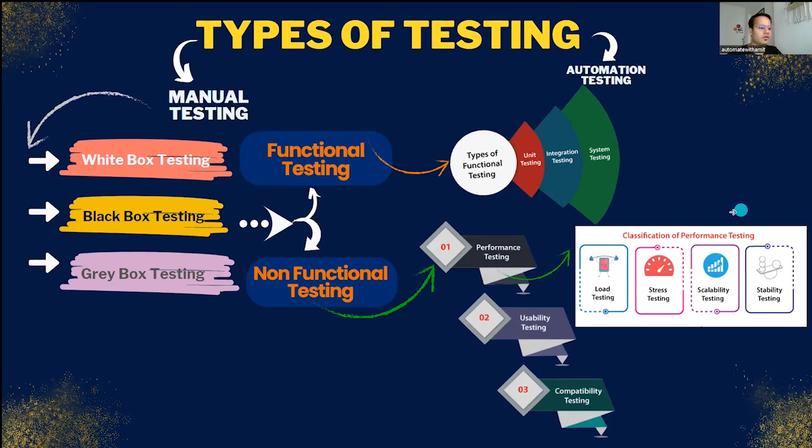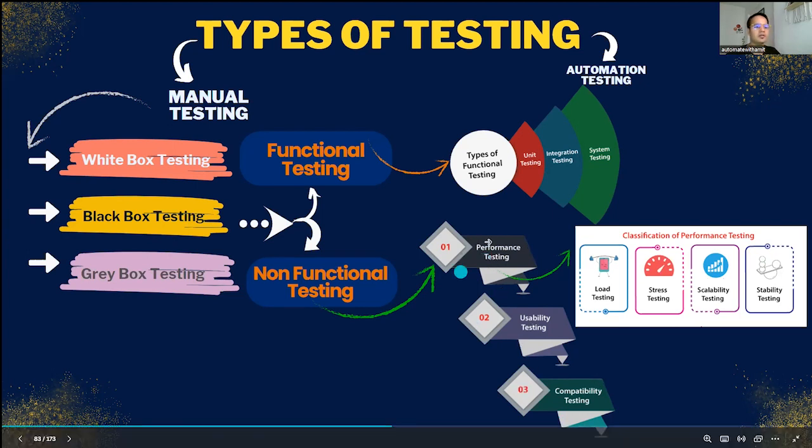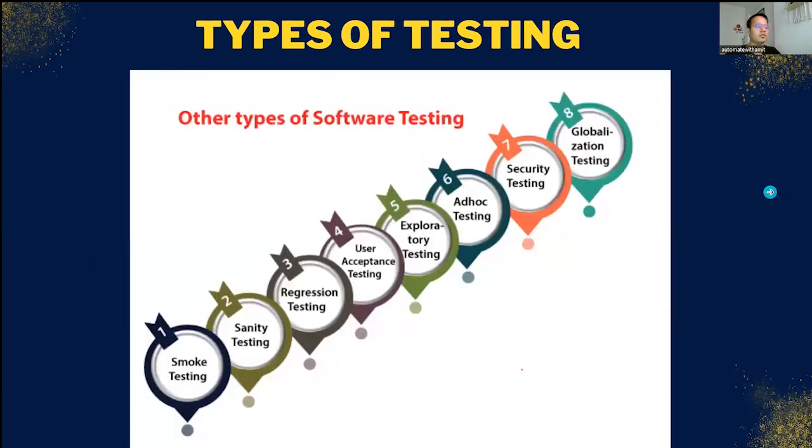Okay, so that was all in non-functional testing. In a nutshell, non-functional testing is of 3 types: performance testing, usability testing, and compatibility testing. And further, performance testing is of 4 different types: load testing, stress testing, scalability testing, and stability testing. Okay, now there are other types of testing also.